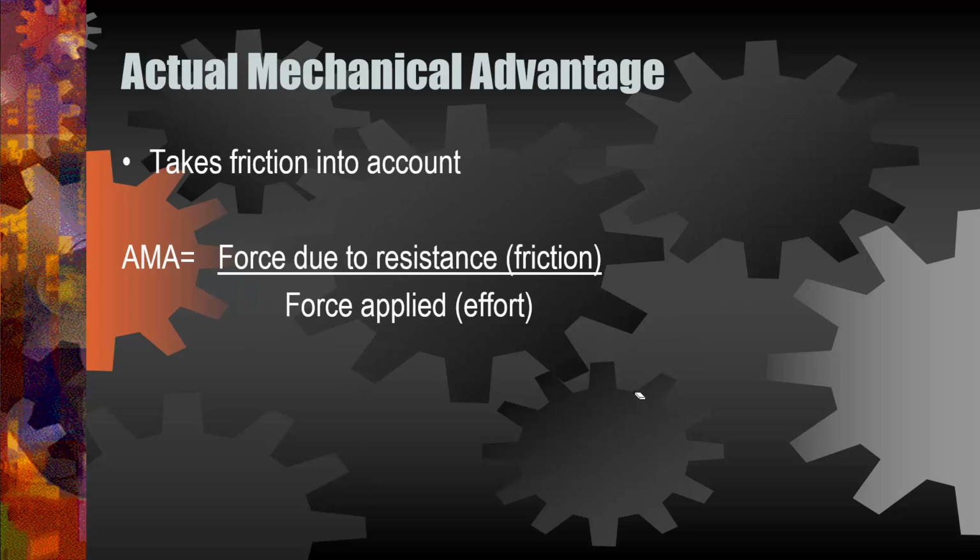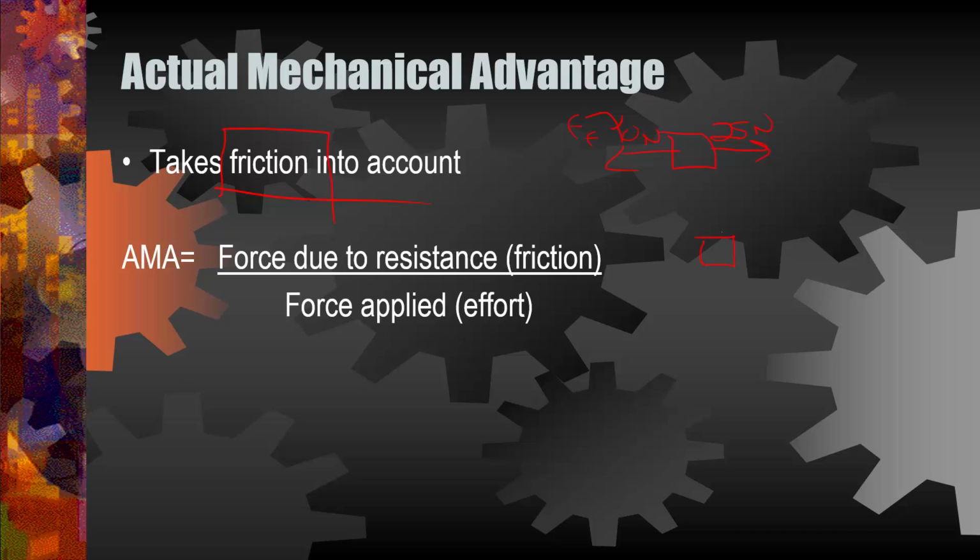Now, actual mechanical advantage, where we take friction into account. So for those of you who are looking for differences in the world, the difference between actual mechanical advantage and ideal mechanical advantage is that actual mechanical advantage takes into account friction. Now, friction can be like if we have a box this way and a box that way, and he's going 10N, he's going 25N, we have a force of friction right here.